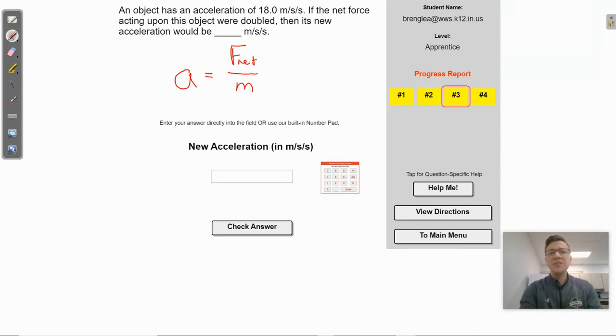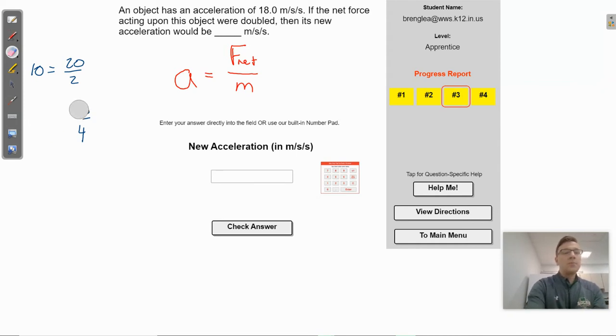Now, mass is inversely proportional to acceleration, meaning that if I increase the mass, I will actually decrease the acceleration. And vice versa, if I were to decrease the mass, I would increase the acceleration. Let's look at basically that same equation. Let's just say that 20 divided by 2 is equal to 10. If I double the mass, so now it's 20 divided by 4, my answer here is 5. I've doubled the mass, I cut the acceleration in half.